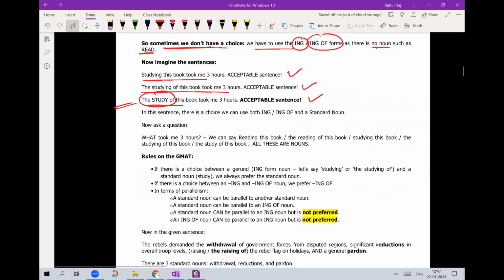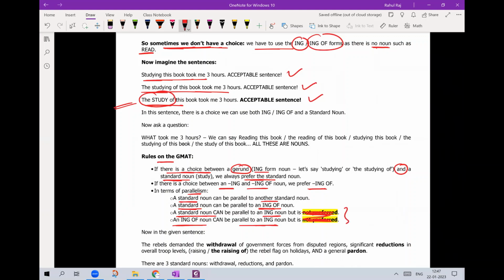So what it says, rules in GMAT. If there is a choice between a gerund, that is ing of noun, or ing noun, and a standard noun, always prefer the standard noun. If there is a choice between ing and ing of noun, always prefer ing of noun. So in terms of parallelism, a standard noun can be parallel to another standard noun. A standard noun can be parallel to ing of noun. A standard noun can be parallel to ing noun. Ing of noun can be parallel to ing noun. It means all the nouns are parallel to each other. Let it be a standard noun, let it be ing of noun, let it be ing noun.